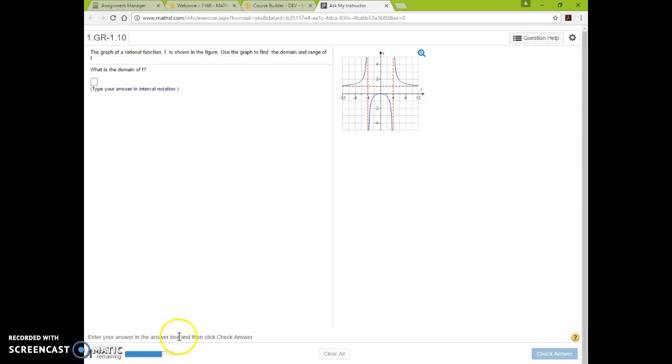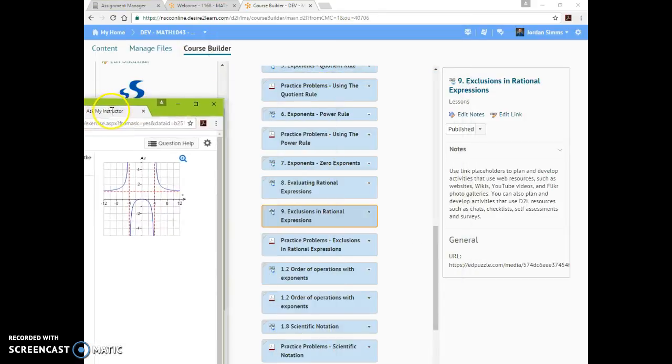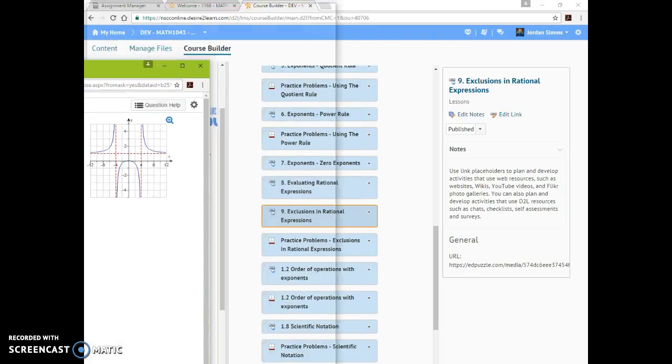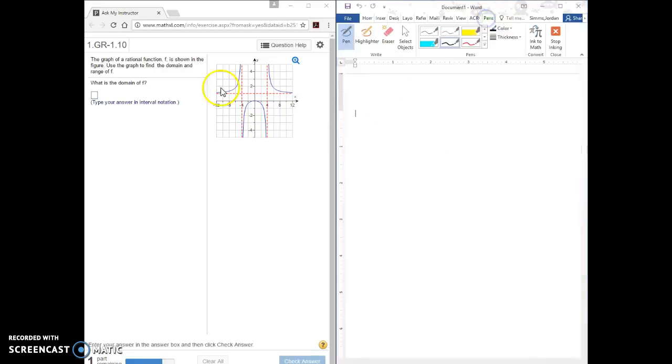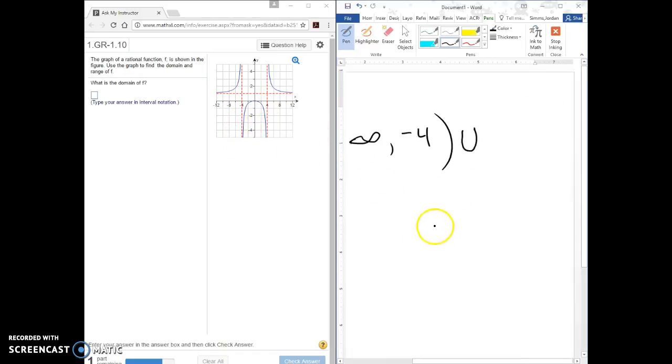in interval notation. Okay, so let me get something to write on here. The domain of f: we can see our first interval is from -infinity, that's on the x, and it's going to come all the way up to -4. Now it doesn't really touch -4, so I'm going to use a soft bracket here because that's not really part of it. Okay, and so I'll write a union symbol, and it's also from -4 to +4.